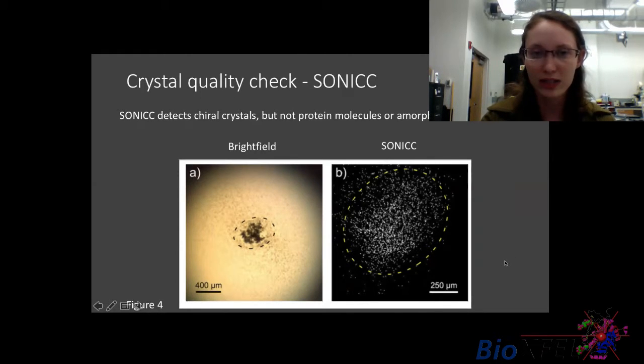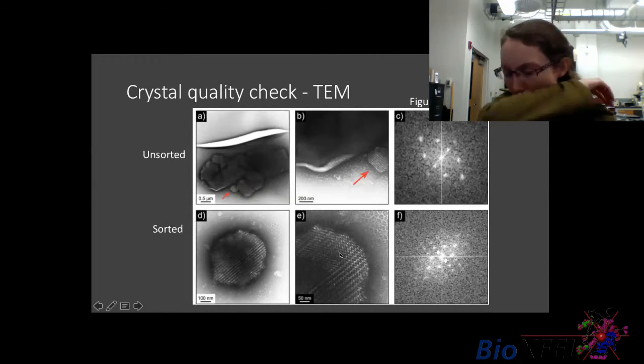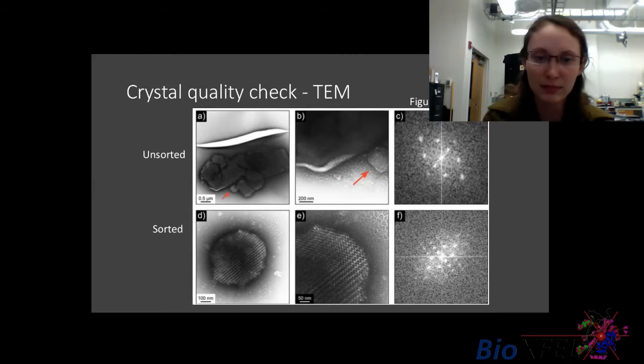They also checked these with TEM. On the top row here, I've got some TEM images of unsorted crystals. On the bottom are the sorted. And as you can see, the sorted crystals, their lattice structure still looks quite good. Everything looks regularly spaced. So we're able to sort things here. And it's really quite amazing because the crystals that come out of this huge electric field gradient are still intact and still have good lattice structure.